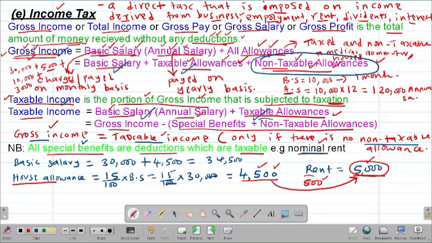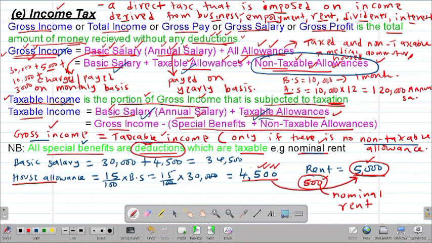So this extra amount that the employee takes from his own pocket to fill up the rent, which is provided by the government, this is what we are calling the nominal rent. And that is why we usually say that nominal rent is a deduction. Remember, deduction is money that is getting out of your pocket.